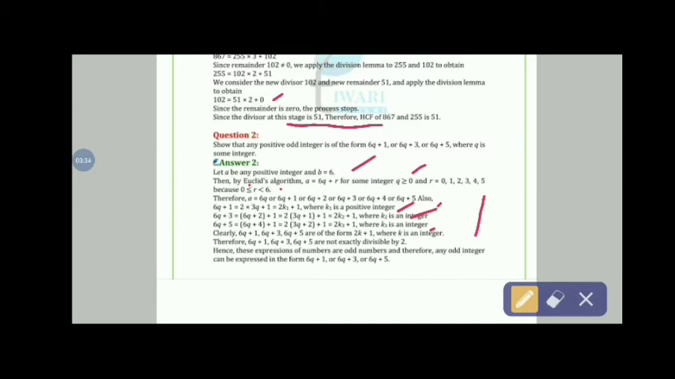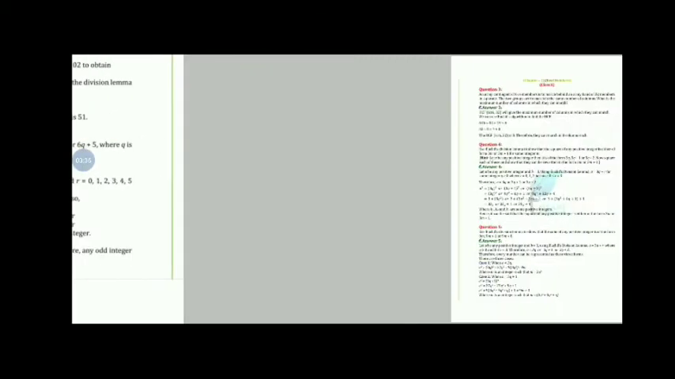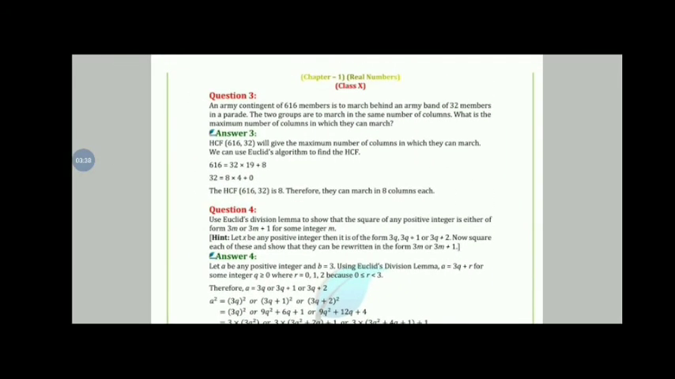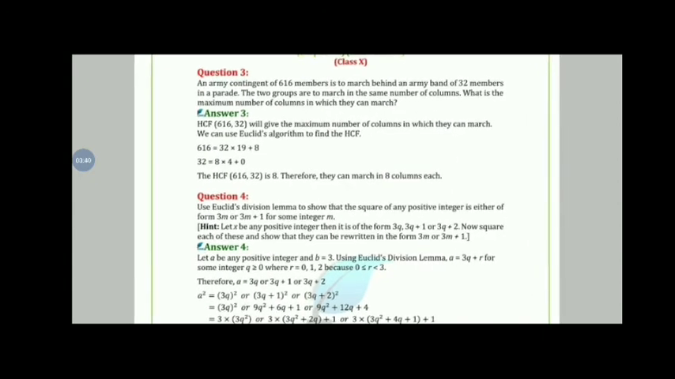Now moving towards the next question, number 3. It is given that an army contingent of 616 members is to march behind an army band of 32 members in a parade. The two groups are to march in the same number of columns. What is the maximum number of columns in which they can march?